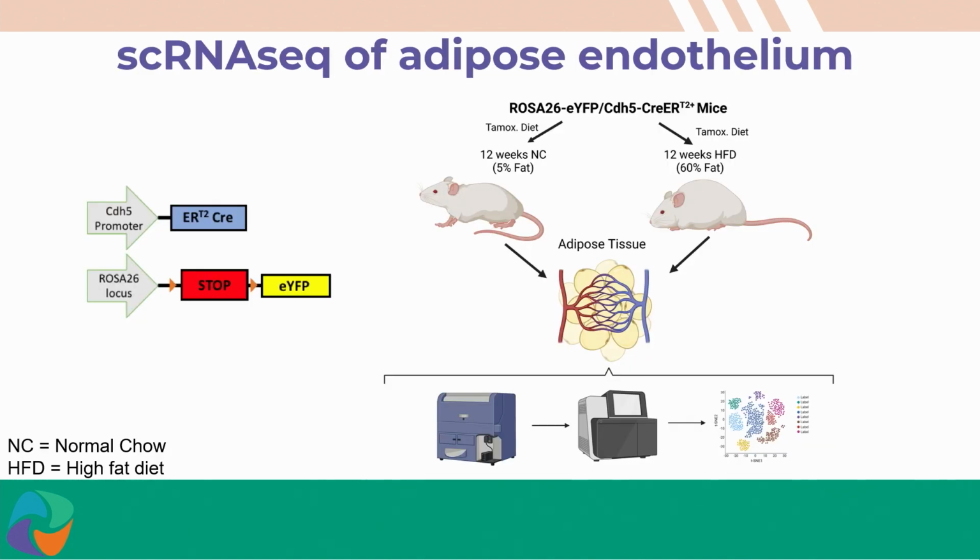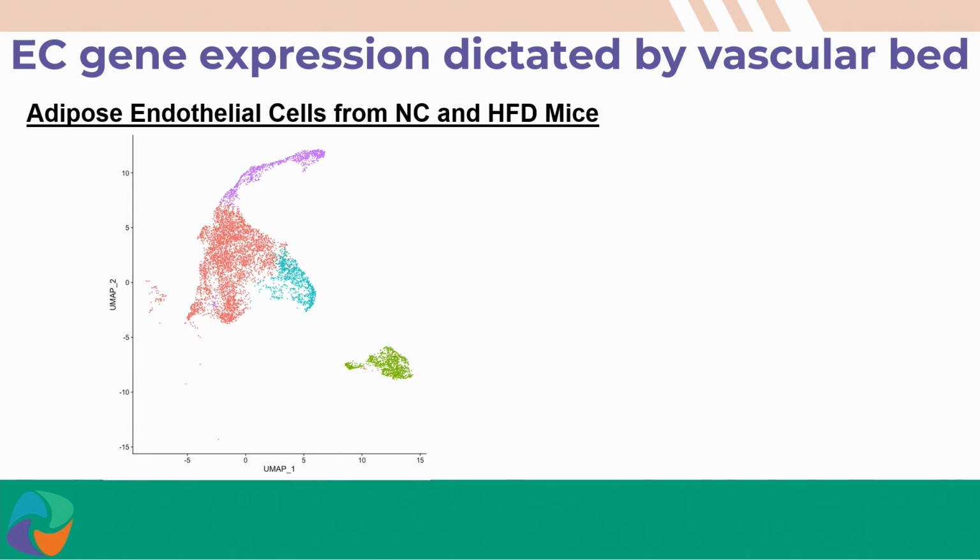So to really question and understand what these capillary adipose endothelial cells are doing and what their role is, I performed single-cell RNA sequencing. And I accomplished this by using a CDH5 Cre YFP mouse. So all endothelial cells are going to be fluorescing yellow. I took this mouse and either fed it a normal chow or a high-fat diet to induce obesity. And then I was able to flow sort out these yellow endothelial cells and perform RNA sequencing on the individual cells. So what we have here is a UMAP of all these cells that we sequenced.